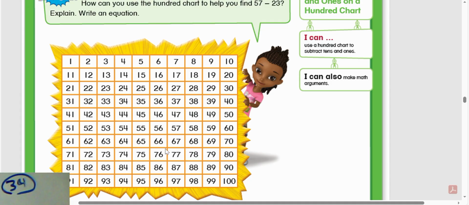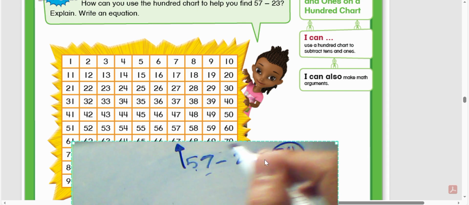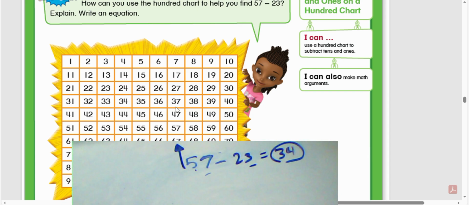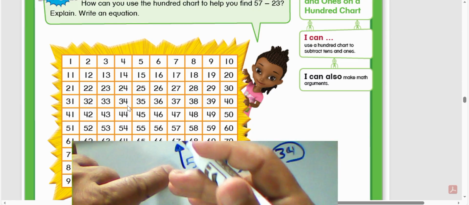Going to 34. Start from 57. Where is 34? We can count back in the tens. Look at the steps here to explain. 57, we will go back 2 steps. Okay, 57 here, go steps up 1, 2. Then go 3 steps back: 1, 2, 3. Then the answer will be 34. So you must start going up by 2 steps because we subtract the 2 tens first.